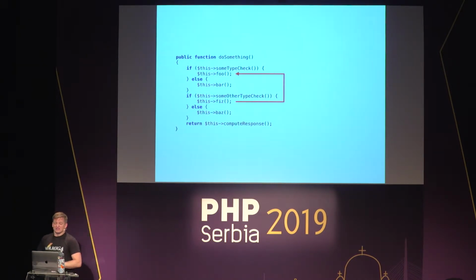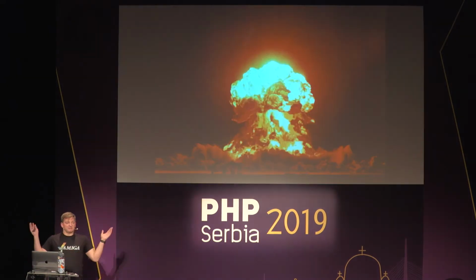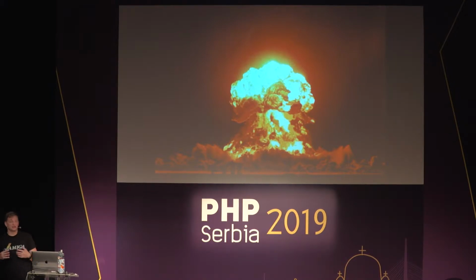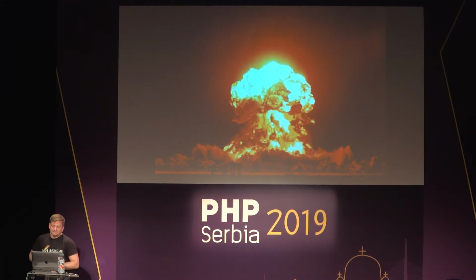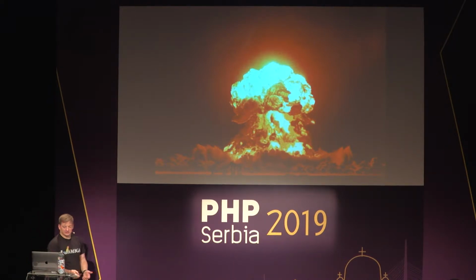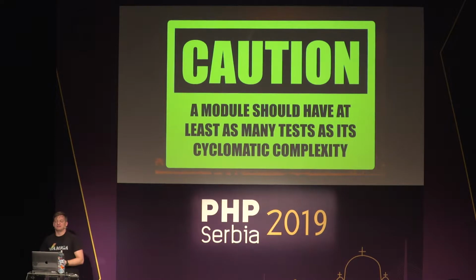But if, for example, fizz is depending on something happening in foo, then we could have a problem, because if bar gets executed and then fizz, then everything will go to shits, right? And even if you have 100% code coverage in your application, it doesn't mean you have tested everything, right? Because there are different paths through your application, and you have to test every path that's there. So what can we learn from this cyclomatic complexity thing? The thing is, a module should have at least as many tests as its cyclomatic complexity.